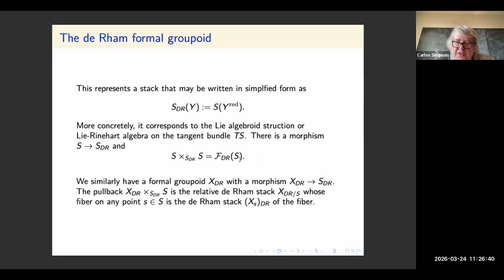Now, in the case of our morphism from X to S, we also have a formal groupoid in X de Rham, and it has a map from X de Rham to S de Rham, and we can pull that back from S de Rham to S. We get something which we'll call the relative de Rham stack, X de Rham over S. That's the stack which maps to S, but over every point of S, you have the de Rham stack of the fiber. So that's the family of de Rham stacks of the fibers.